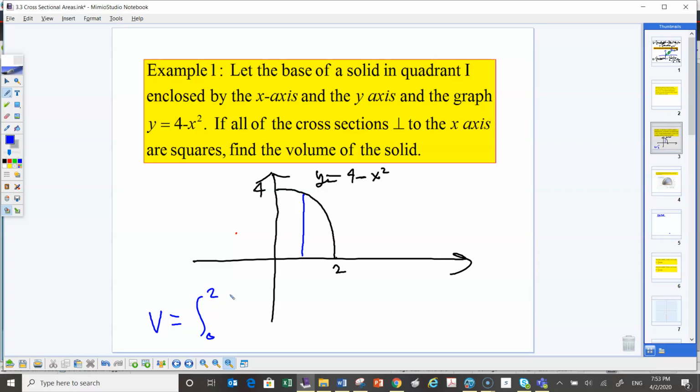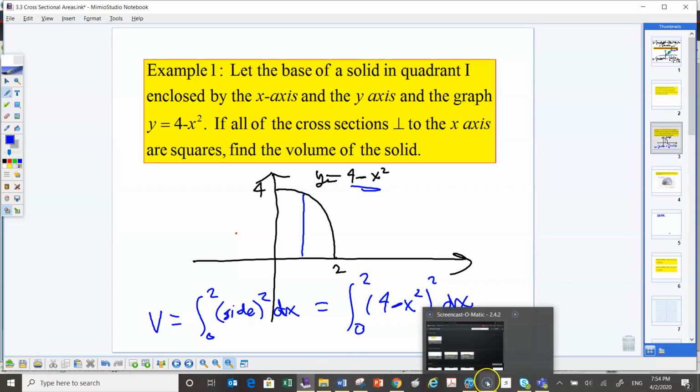And then we are going to look at the side length all squared, because that's how you find the area of a square. So the integral is from 0 to 2. The side length is just the area under this curve. So the side length is defined by the function 4 minus x squared, and I must square that to find the area of that slice, and there is my integral.